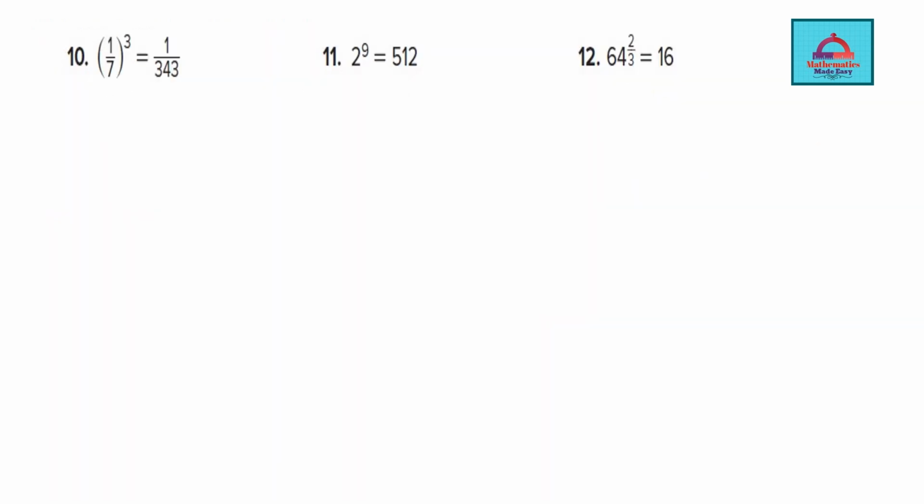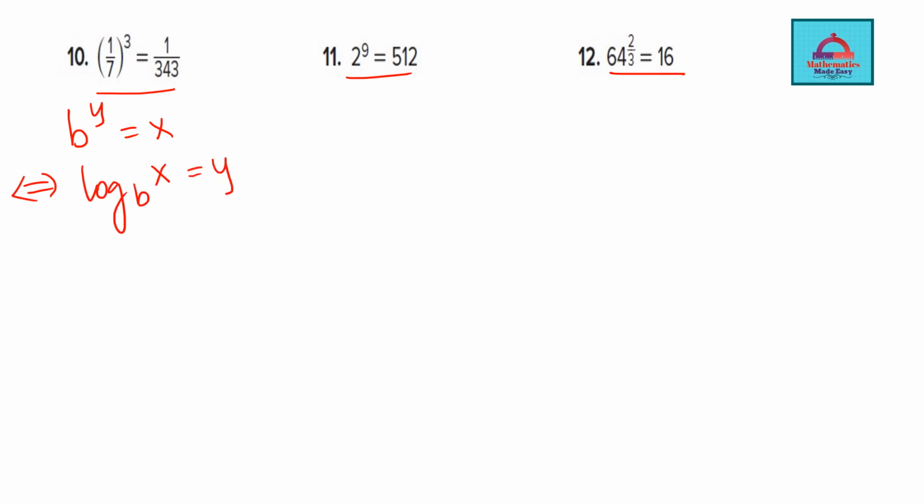Okay, so let's now solve the same questions. Question 10, 11 and 12, we'll use the same key concept. So here you are given each of the questions in exponential form. We need to convert to logarithmic. So we are going to use the key concept that if b to the power y is equal to x, we are going to convert into logarithmic form in this way. Okay, so let's do it.